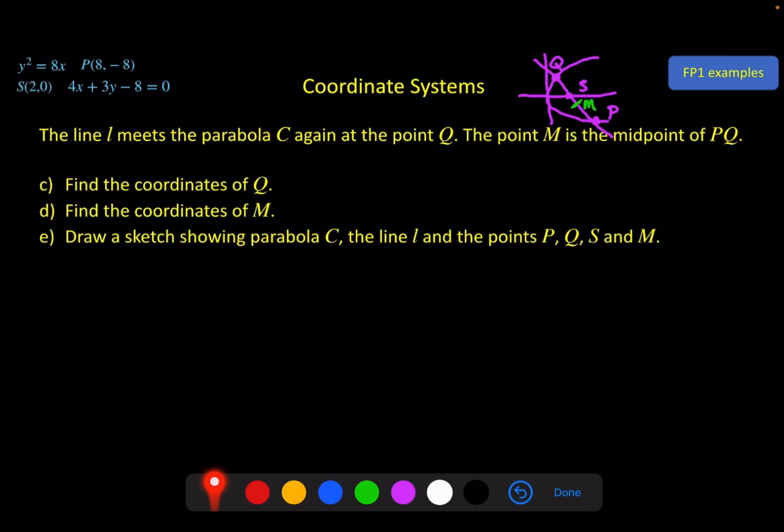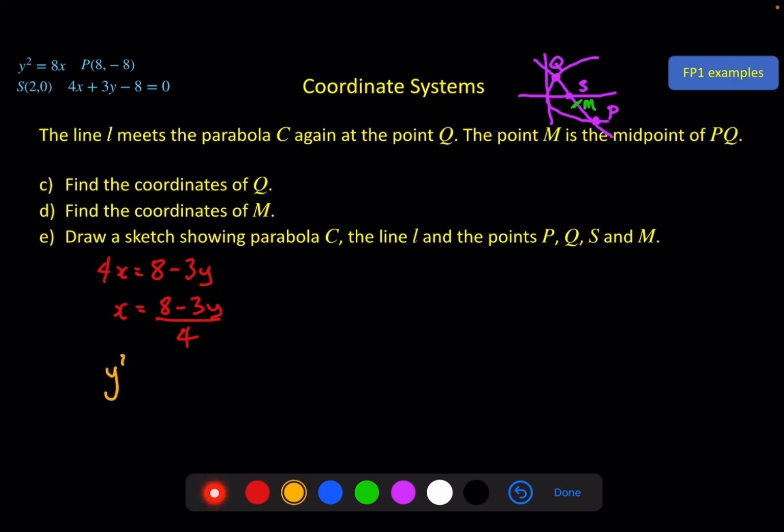To do that, we are trying to find where the line meets the curve, and you know from previous work that we just need to make the two equations equal one another, or substitute one into the other. Here we have y squared equals 8x for the parabola, and this equation for the line, so we need to either make them equal or substitute one into the other. What I'm going to do is make x the subject of this. So we've got 4x is equal to 8 minus 3y, which makes x equal (8 minus 3y) over 4. And then I'm going to substitute this expression for x in here.